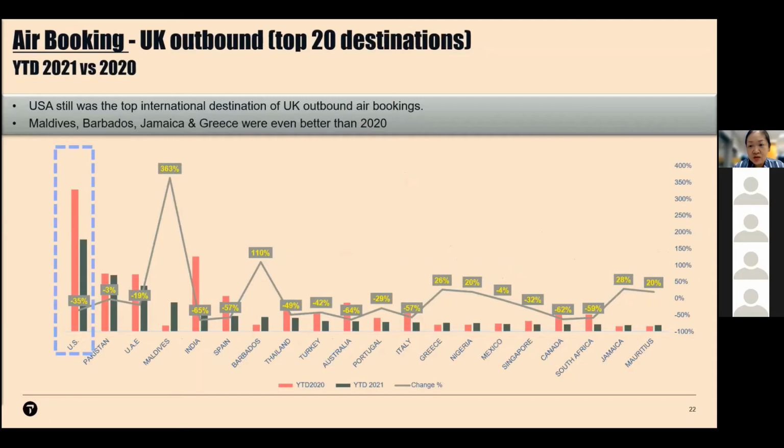So USA still was the top international destination. And Maldives, Barbados, Jamaica, and Greece are recovering much faster than any other destinations and even showing growth in air bookings. It's actually an echo of Jill's sharing in the previous slides.